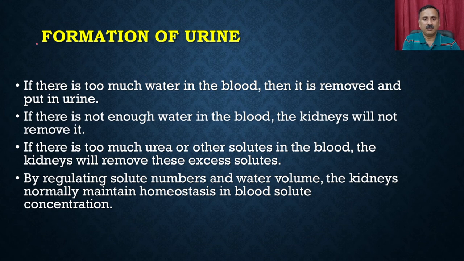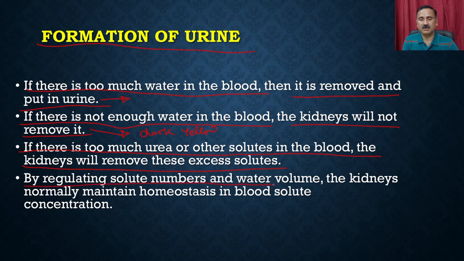So how is the urine going to be formed? If there is too much water in the blood, it is removed and put into the urine, and that's how the urine is going to be pale yellow or clear in color. If there is not enough water in the blood, the kidney will not remove it, and that's how it is going to be dark yellow or orangish in color. If there is too much urea or other solute in the blood, the kidney will remove these excess solutes, and by regulating the solute numbers and the water volume, the kidney normally maintains homeostasis in the blood solute concentrations.